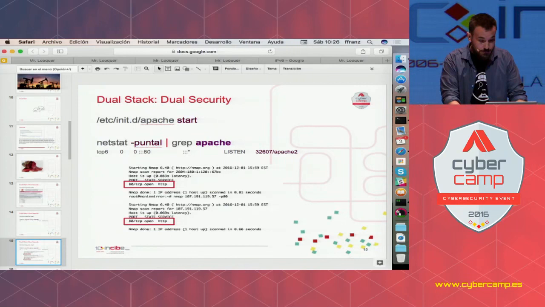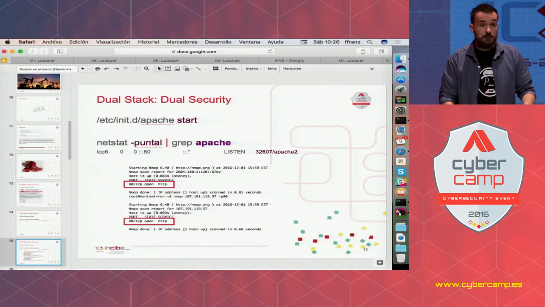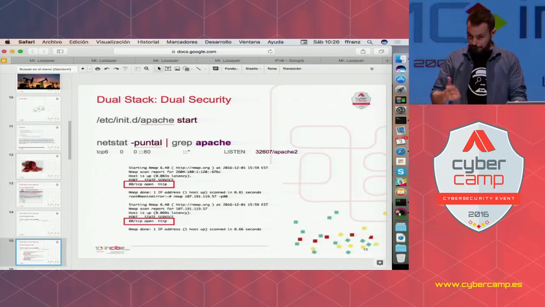And what will happen if I scan this machine? I will do a demo now to see what happens on port 80. If I do that, I will see it on both IPv4 and IPv6. And then you will go and say, well, no problem.